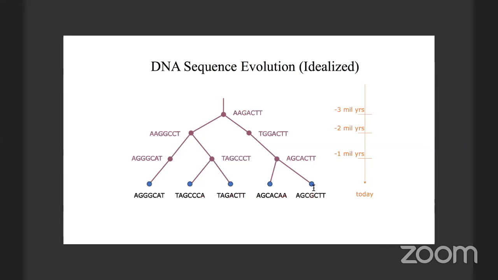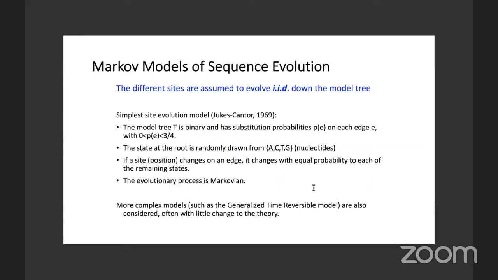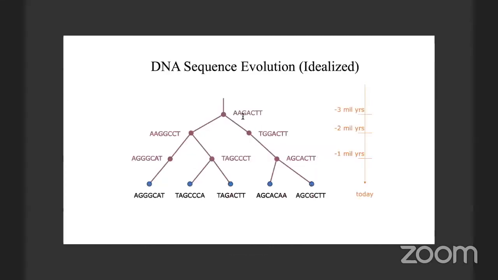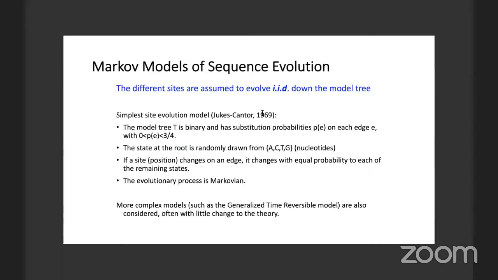Now that's a visual depiction of that evolution over time, but you need a mathematical model to be able to work with it. And so here's the common way that this evolution is modeled. You assume that the different positions in the sequence, that is to say, this sequence has 7 letters, and so you're going to imagine that it has 7 positions. The different positions, or sites, are going to evolve down the tree identically and independently. And so all you need to do is model how a single site evolves.